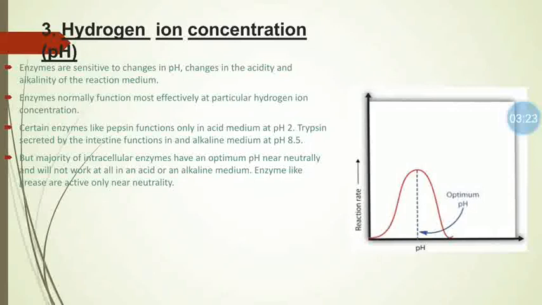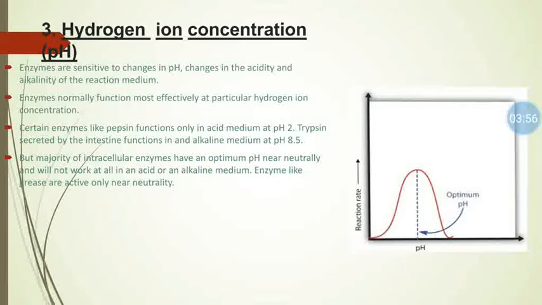Thus, the digestive enzymes like pepsin function only in an acid medium at a pH between 1.2 and 2. So here the optimum pH of pepsin is 2. Then trypsin, which is secreted by the intestine, functions in an alkaline medium at about pH 7.9 to 8.5.